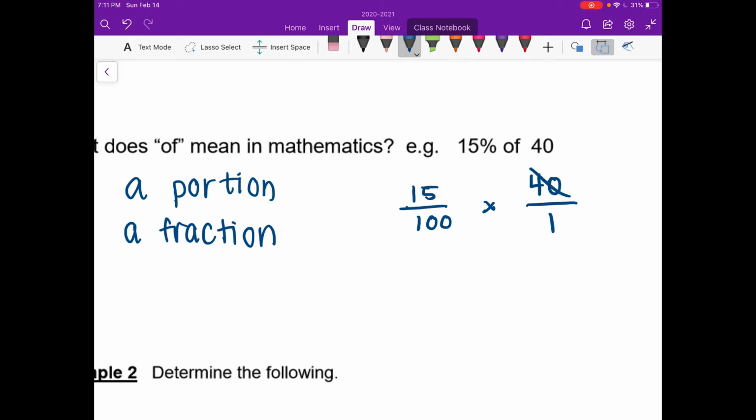And then I can just do that math. So I can do crossing these out. If I divide 40 by 10, I'm left with 4. 100 divided by 10 is 10. So I could even go and do 20.